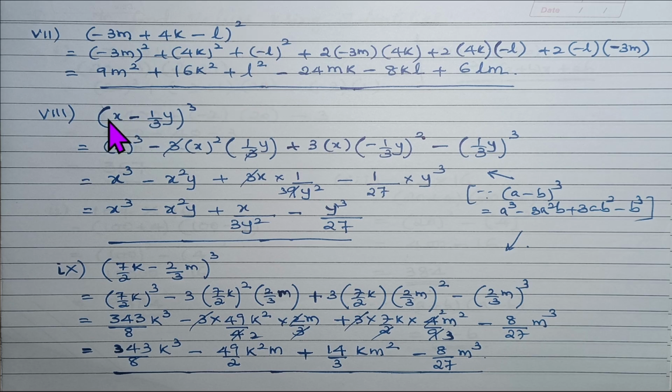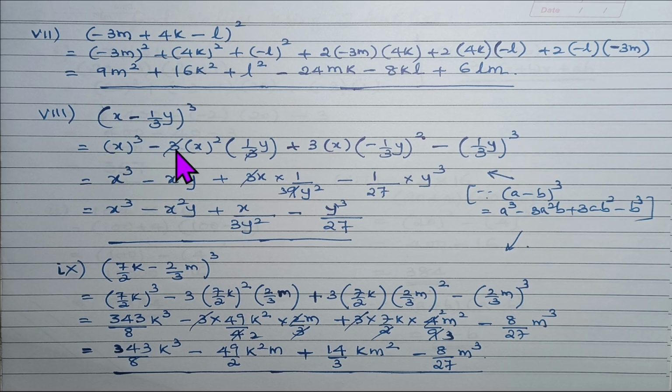Now here we have (a minus b) whole cube form again. So here a is x and b is 1 by 3y. So the identity will be a cube minus 3a square b plus 3ab square minus b cube. So a is x, put x here, x cube, minus 3a square b, a square is x square, b is 1 by 3y, plus 3ab square, 3 in the bracket, x in the bracket, minus (1 by 3y) whole square, minus (1 by 3y) raised to cube.